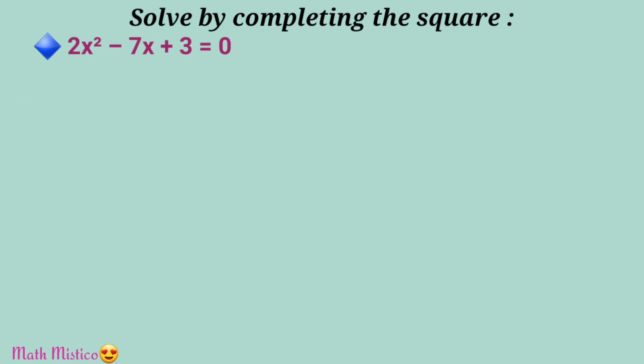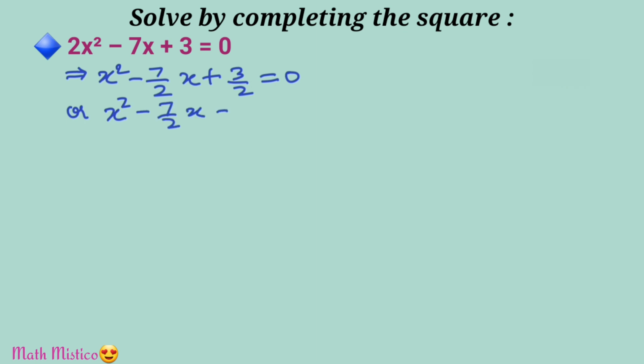To make the coefficient of x squared unity, we divide throughout by 2, and we have x squared minus 7 by 2x plus 3 by 2 equal to 0. Next, move the constant to the other side, and we have x squared minus 7 over 2x equal to minus 3 over 2. Now we'll break this into 2 into a into b. So we have x square minus 2 into x into 7 over 4. Clearly b is equal to 7 over 4. So add its square to both the sides.